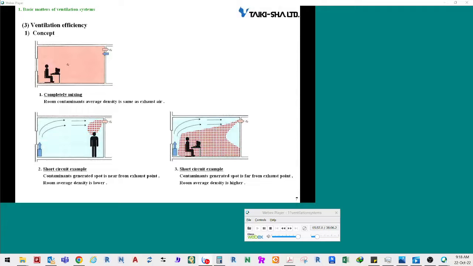An extreme case of a short circuit is shown on the slide. The quantities of pollutants generated in two examples are equal. In addition, exhaust concentrations in two examples are also equal. The mean concentrations between the rooms in the examples, however, are very different depending on where pollutants are generated. In such a case, a standard is needed to measure how pollutants can be removed by ventilation systems.